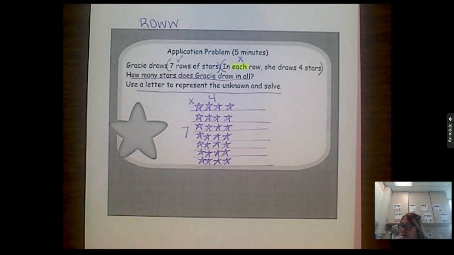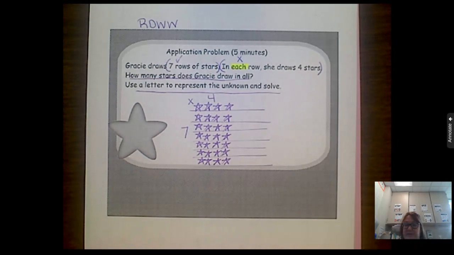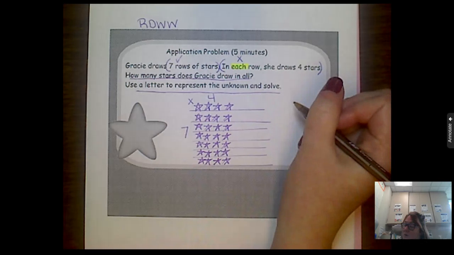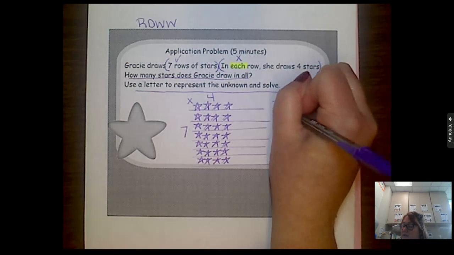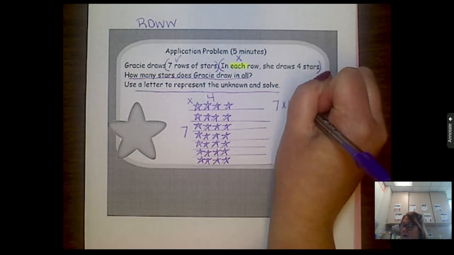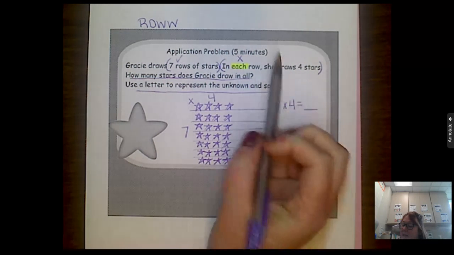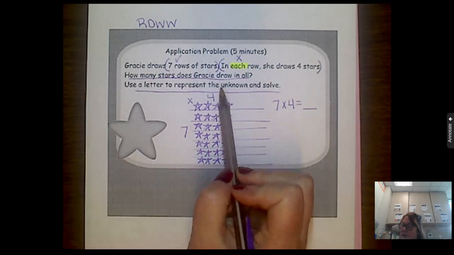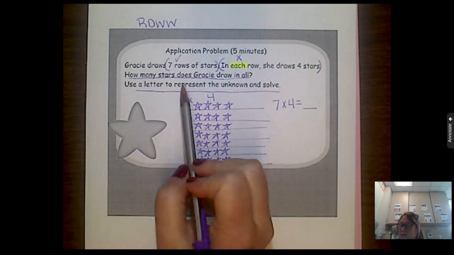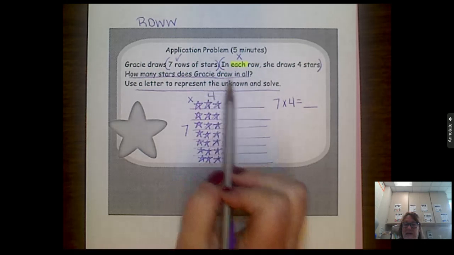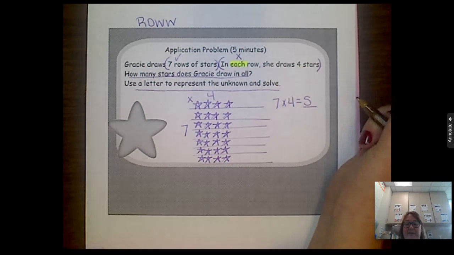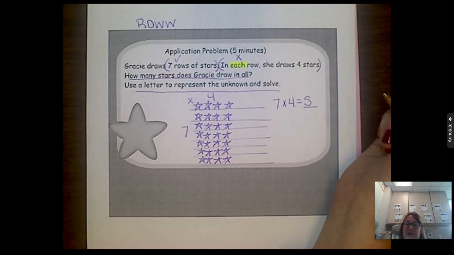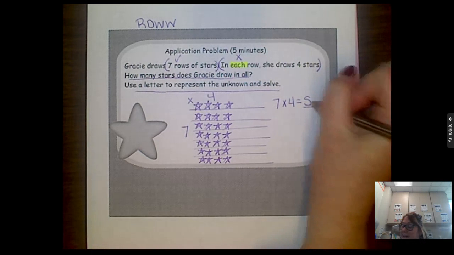Okay, now I'm ready to write a number sentence. So what number comes first? Our groups are our rows. So 7 times 4 equals blank. And remember, we want to use a letter for the unknown. So we want to know how many stars does Gracie draw in all. So I think I'm going to use S for my letter. Why do you think that I use an S for my letter? Because it represents the stars, right? So 7 times 4 equals S.